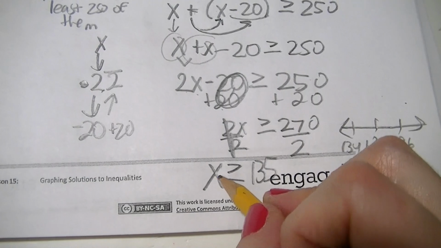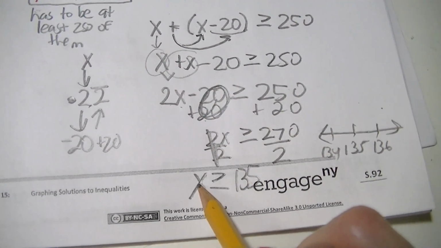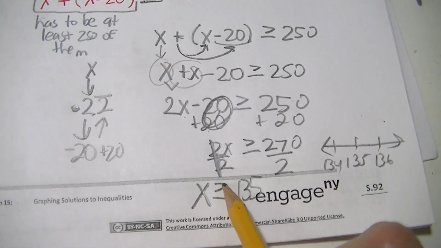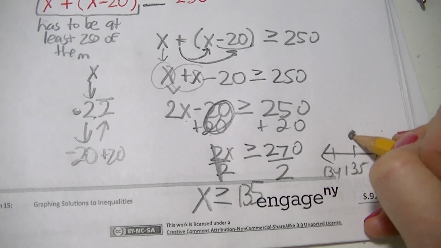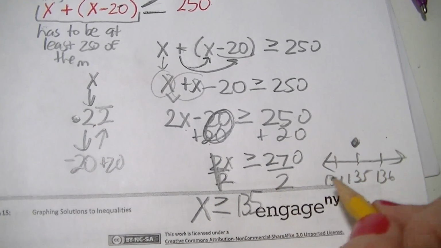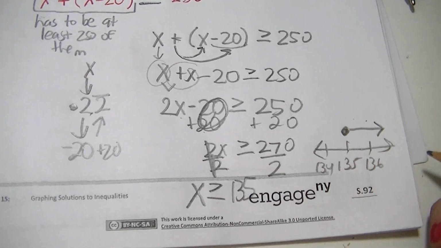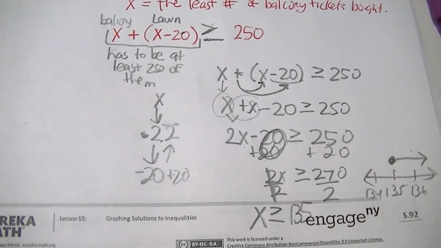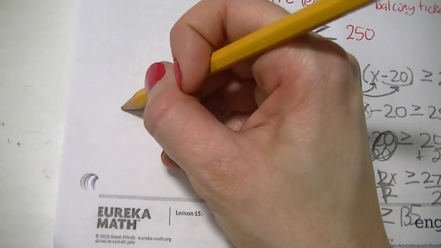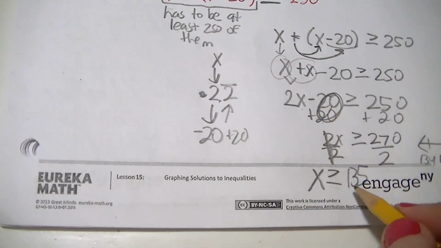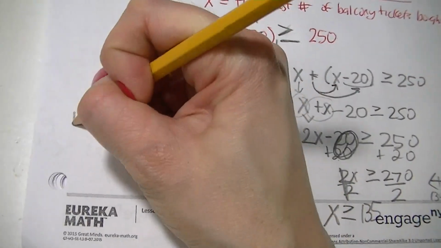Okay, so x, the number of balcony tickets bought, is going to be greater than or equal to 135. So it could equal exactly 135. And it could be greater than that too. So numbers greater than 135 are like 136, 137. Goes to the right. So there is that. And now I got to interpret it because that's what the directions said. And so x represents the least number of balcony tickets bought. So the least number of balcony tickets bought is 135 tickets. So they're buying 135 tickets or more of balcony tickets.